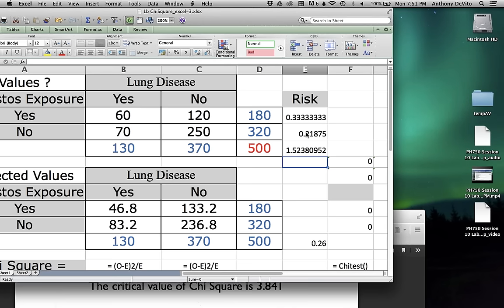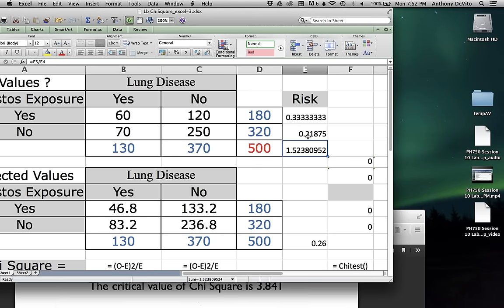What does that mean? That means that we're 1.5 times more likely to get lung disease if we're exposed to asbestos versus if we're not exposed. That's called relative risk. We're 1.52 times as likely to get lung disease if we're exposed versus not exposed. It's just a ratio: 0.33, 33% of people that were exposed got lung disease, versus 21%, just one over the other.